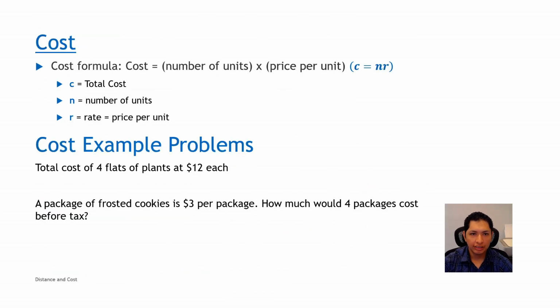And the cost formula looks very similar to the distance formula, but we're now going to solve for a different piece of information, now related to money. So the cost formula is: the total cost is equal to the number of units times the price per unit. And it is represented in variable form by C is equal to N times R, where C is the total cost, N is the number of units, and R is the rate, or in this case, the price per unit. Now this one has a slight variation in variable representation in that instead of U for units, it is N for number of units, and instead of P for price per unit, it is R for rate.